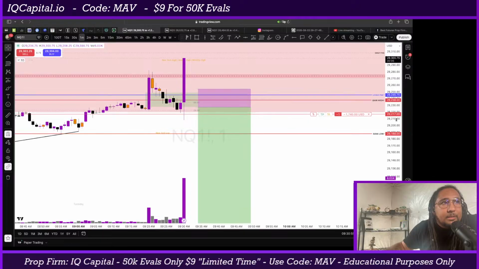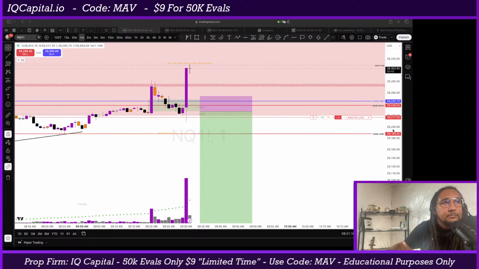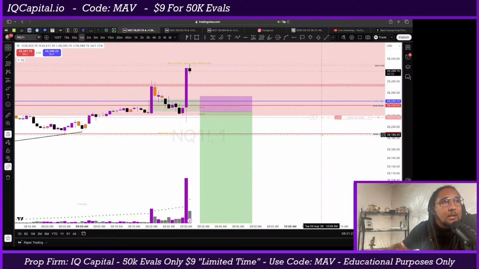I didn't even get a chance to place my stop loss in there, but I think I'll just manually close out on this one. Once we get to the top of that, the midpoint of that daily inefficiency, I think we'll just close that out there and look for a better position. That was the shot we took on that early trade.